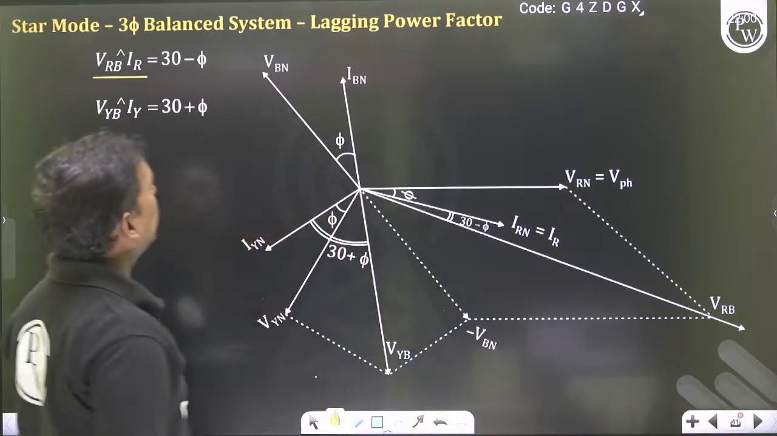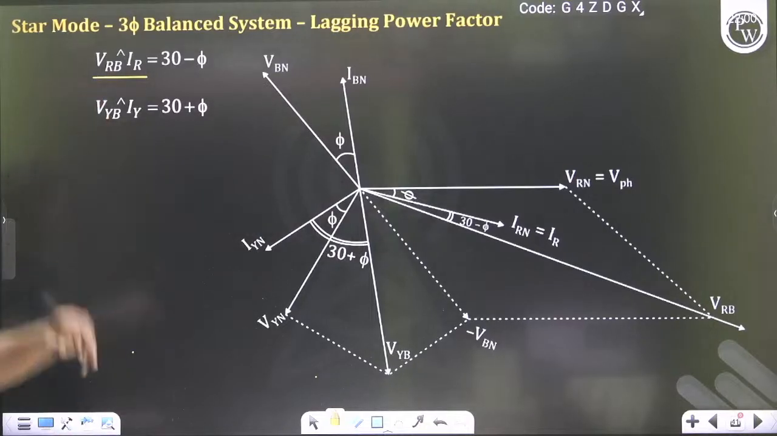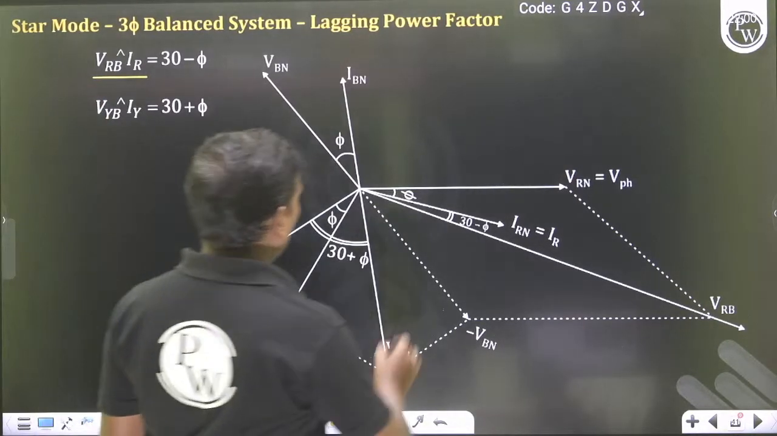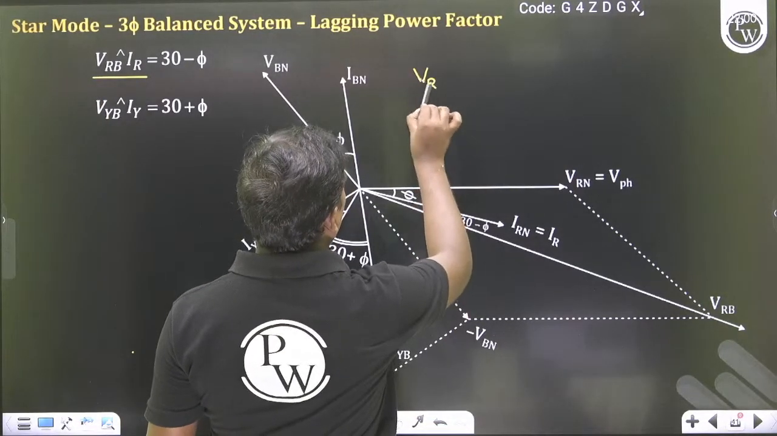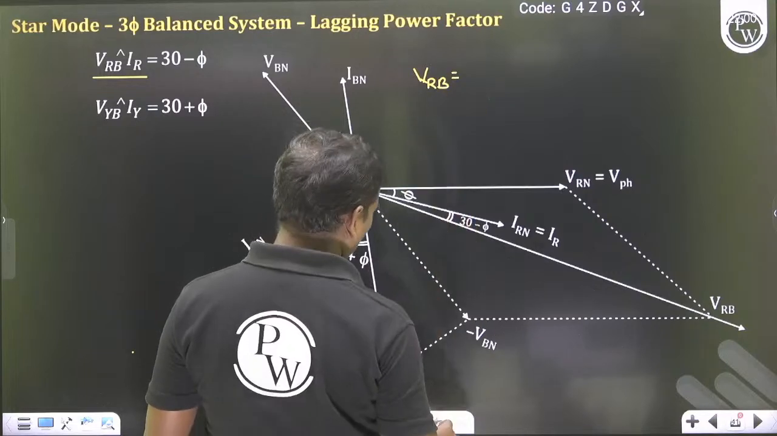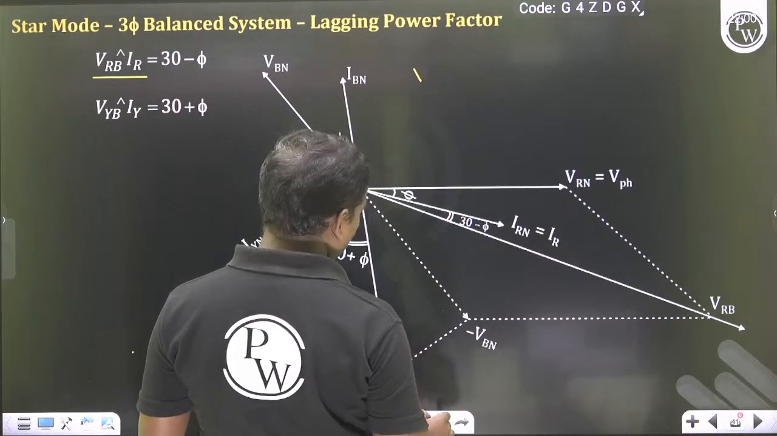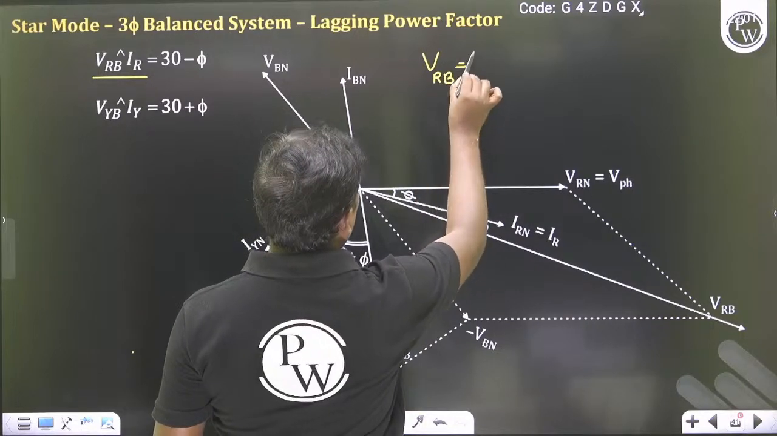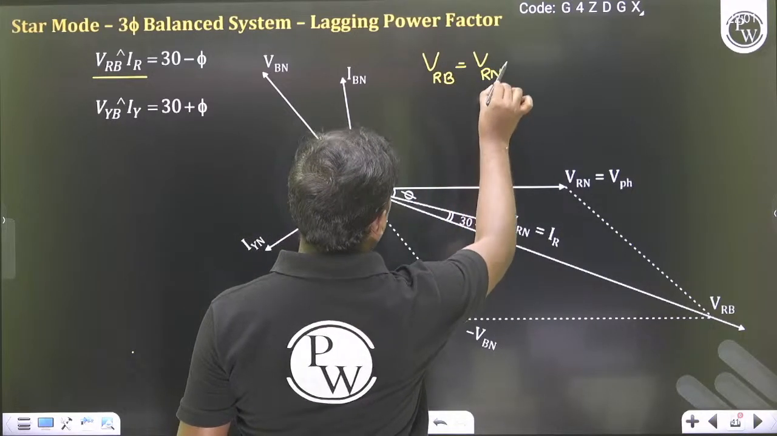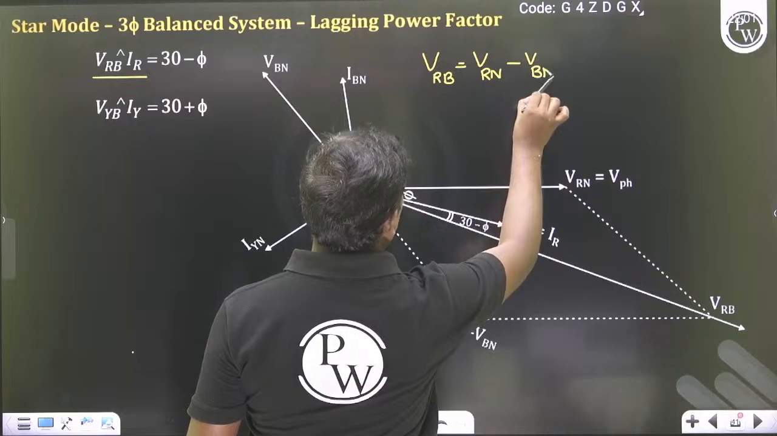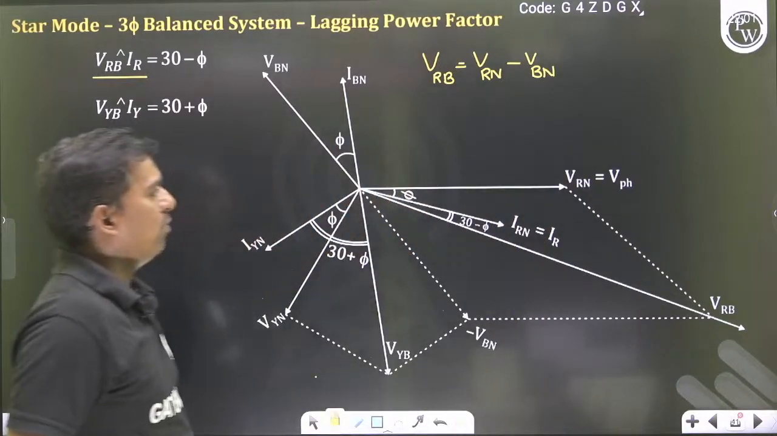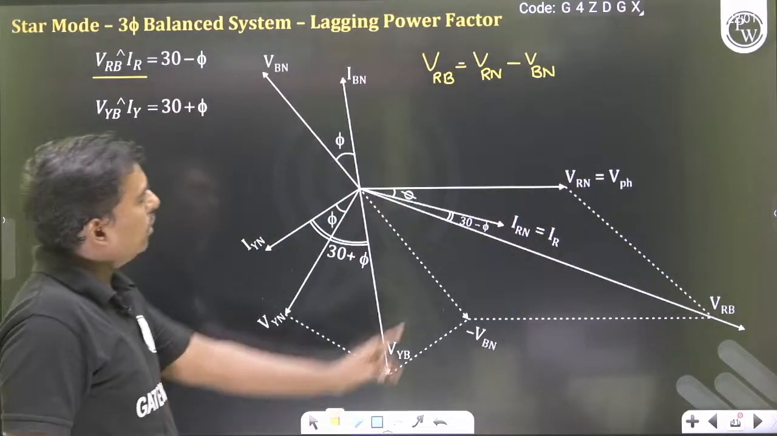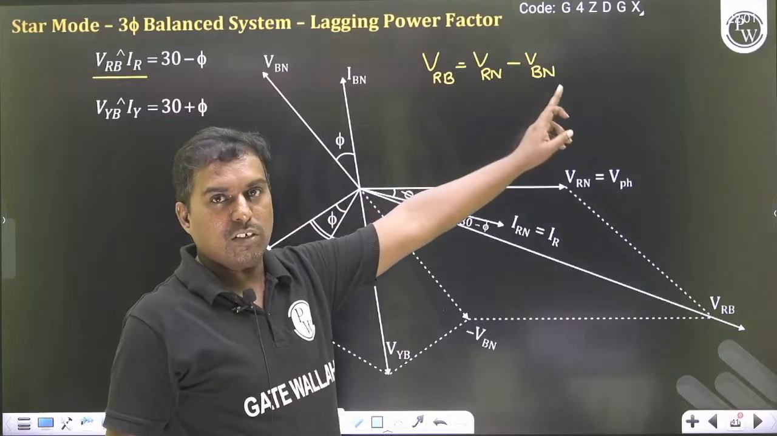But the point is we need the angle between VRB. So first of all VRB को कैसे लिख सकते हैं? So VRB can be written as VRN minus VBN. VRB is nothing but VRN minus VBN.